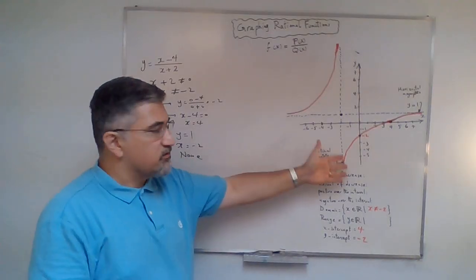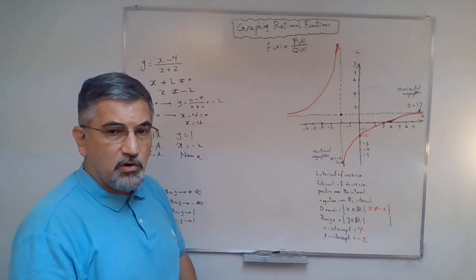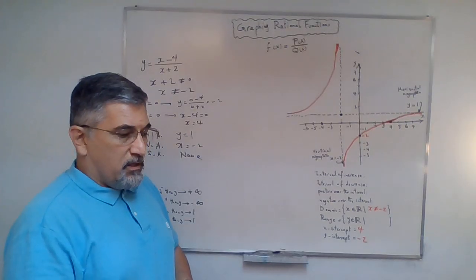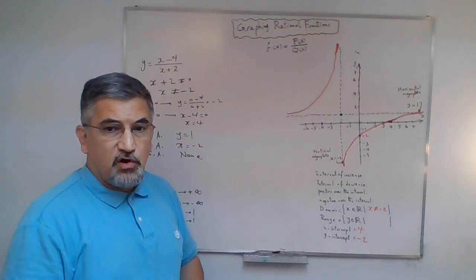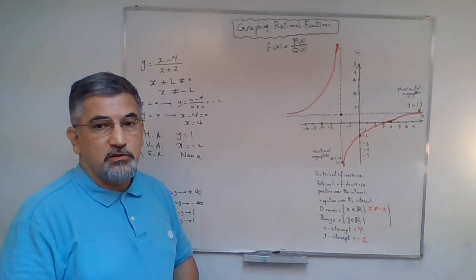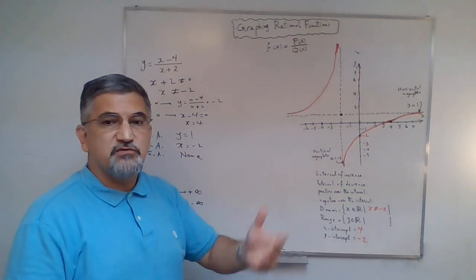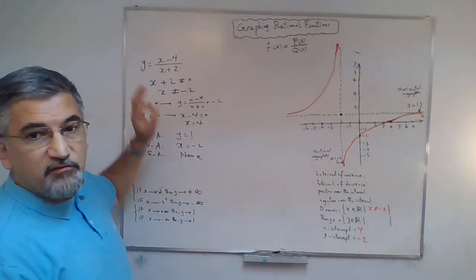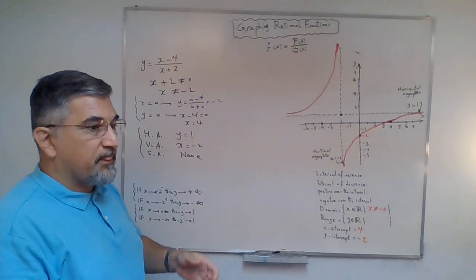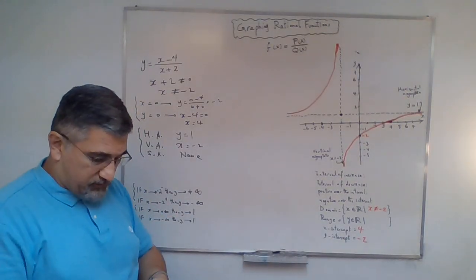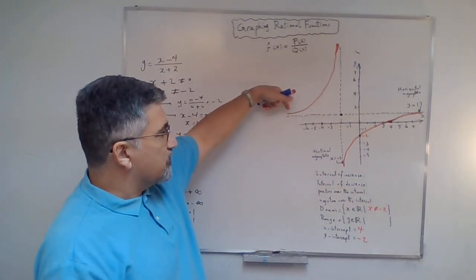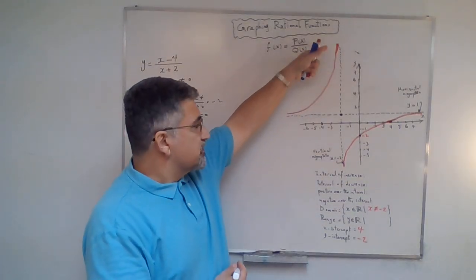And the name of the graph is a hyperbola. And because of the symmetry I talked about, it's called the rectangular hyperbola or equilateral hyperbola. These are the different names that this special type of rational function has when the top and bottom are, of course, linear functions.